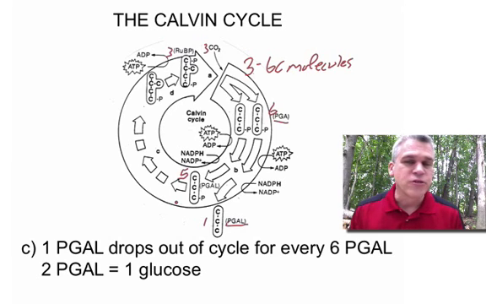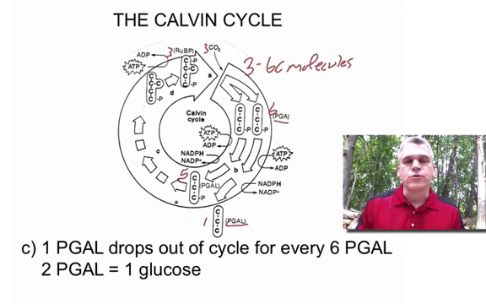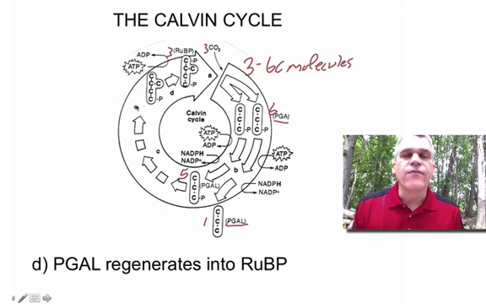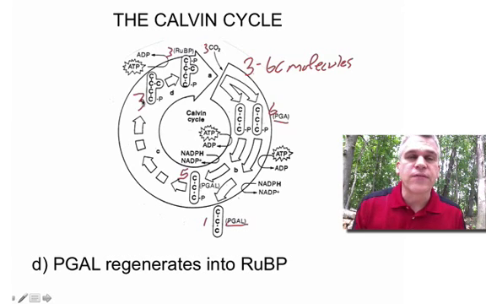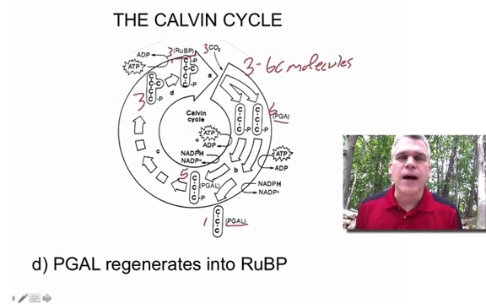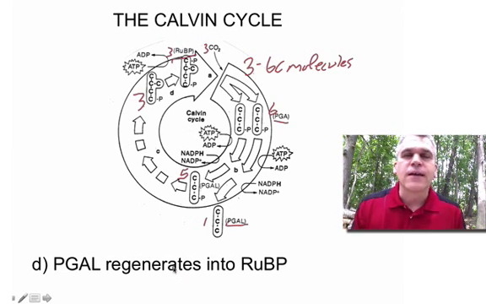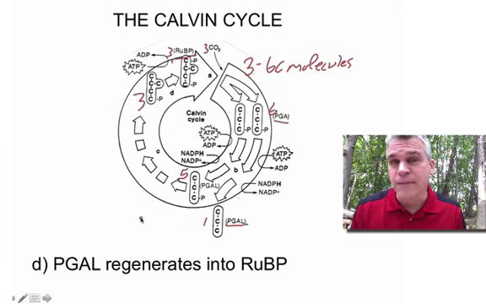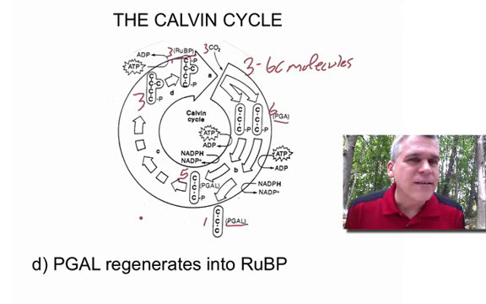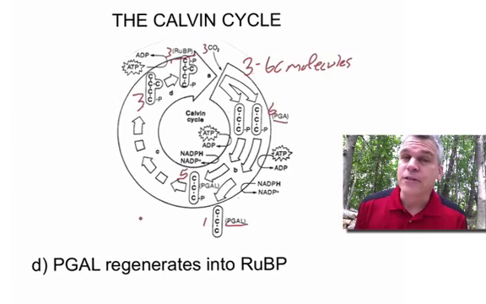And of course, remember, it takes 2 PGALs to make that one glucose. But anyways, these enzymes are going to regenerate those PGALs back into those 5-carbon RuBPs, and specifically it's going to regenerate into 3 RuBPs again, along with the help from another ATP molecule, and this process can now start all over again. And as long as there's light energy, as long as there's plenty of carbon dioxide, this process can continue basically until the sun goes down.